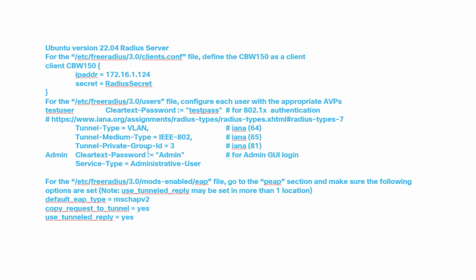For the admin graphical user interface, GUI login, I'll use admin as the user and admin as the password. This service type is set to administrative user. In the EAP file, the default EAP type has been changed to MS-CHAPv2. Set both copy request to tunnel and use tunneled reply to yes.